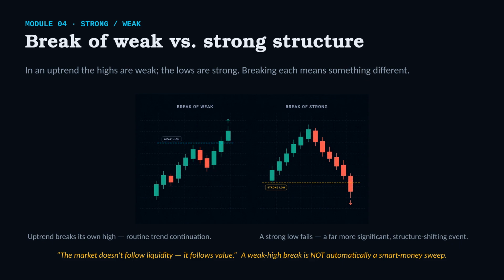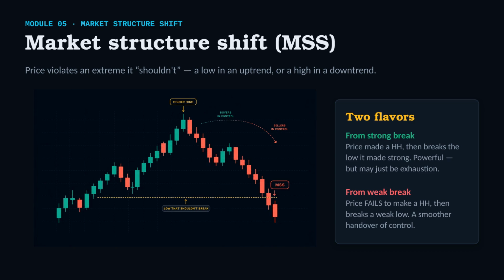Now, if the market is in an uptrend and price breaks a strong low, that is a completely different event. That is a break of strong structure, and it is far more significant. It also renders the high that originated the move as strong structure. That event is what we call a market structure shift. A market structure shift happens when price violates a market extreme that, in theory, should not be violated. In an uptrend, that means the market violates a low. In a downtrend, it means the market violates a high.